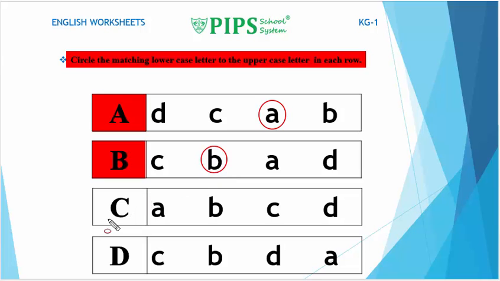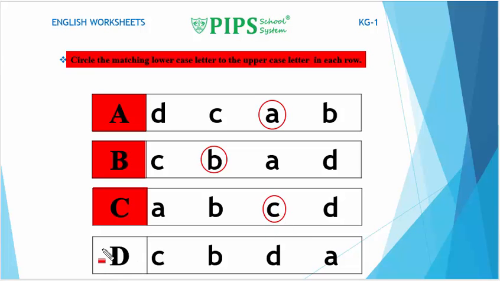The third letter is C. This is the uppercase letter C. KG1 class, do you know where is the lowercase letter C? Here is the lowercase letter C. Now students, we will circle it like this.